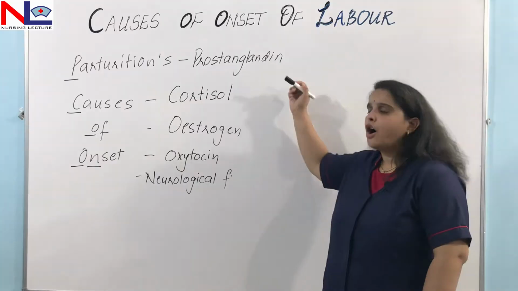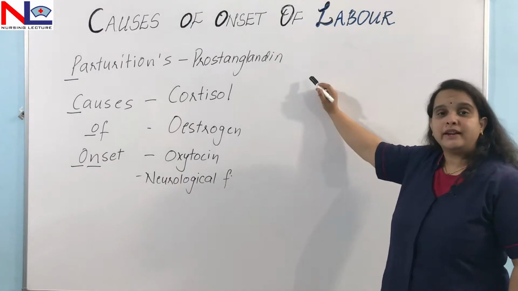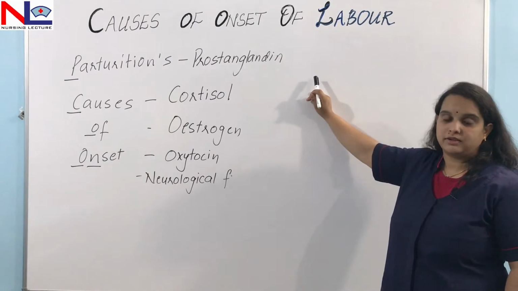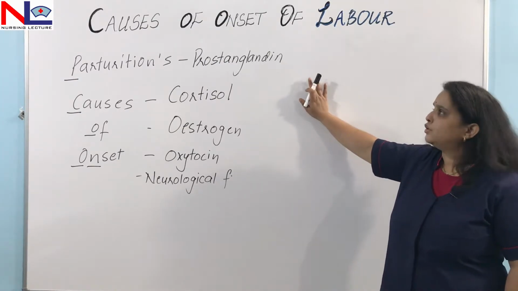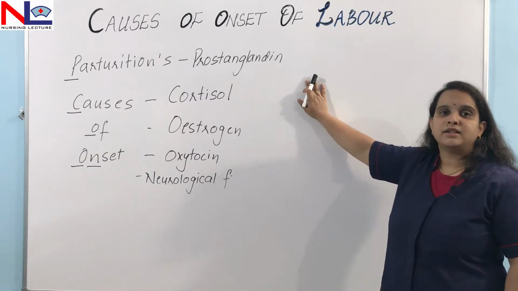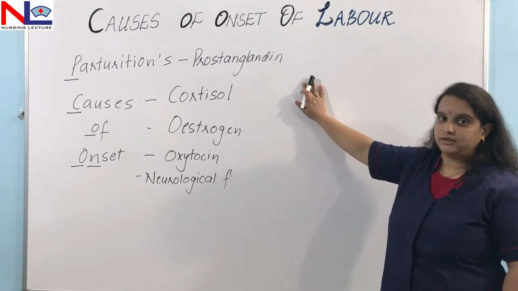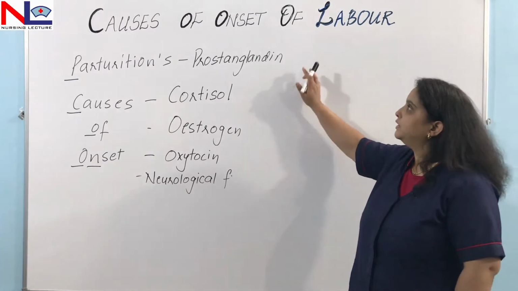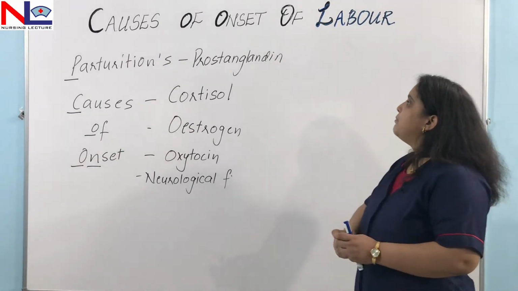Now we'll see how these factors initiate the labor. Firstly, the prostaglandin. It is a very important factor because it initiates as well as maintains the labor process, because it helps in cervical dilatation. Prostaglandin makes the cervix ripen. As the cervix ripens, it helps in the softening of the cervix. As the cervix becomes soft before the onset of labor, it further adds to dilatation of the cervix. So prostaglandin is a very important factor.